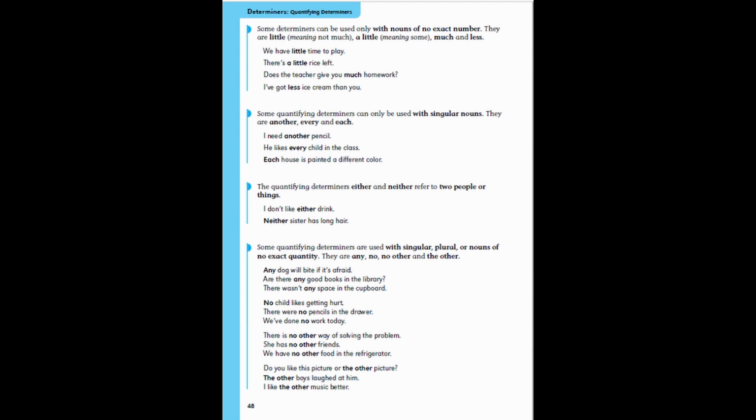There is no other way of solving the problem. She has no other friends. We have no other food in the refrigerator. You like this picture or the other picture? The other boys laughed at him. I like the other music better.